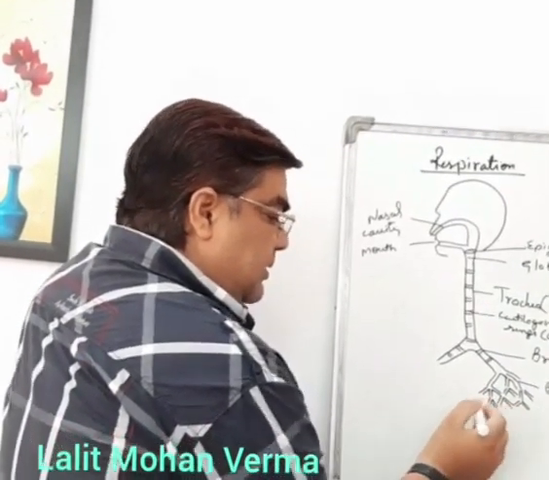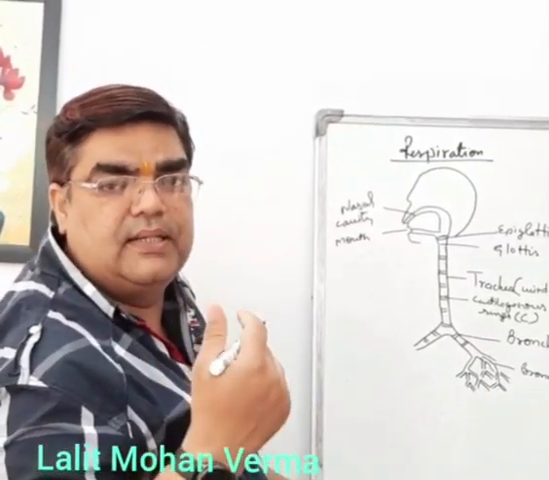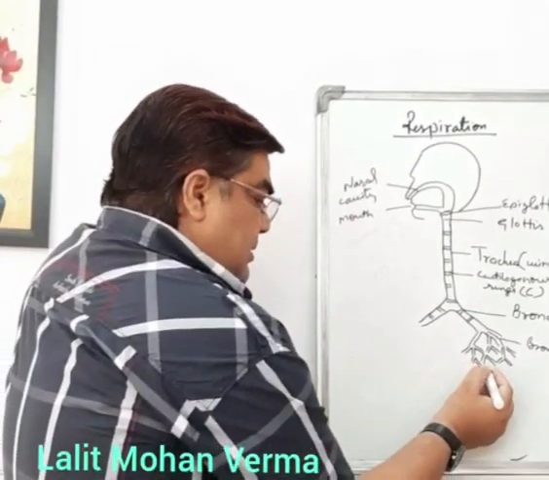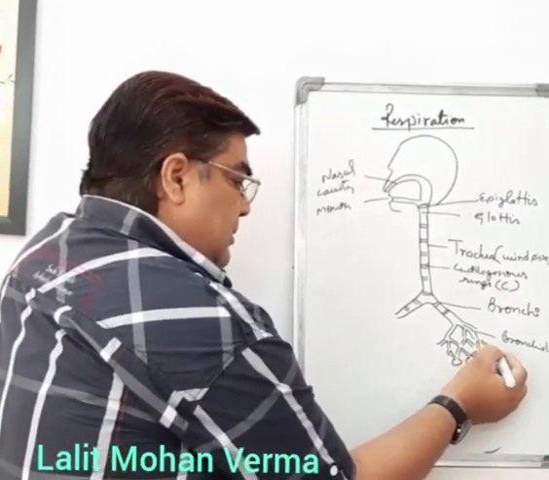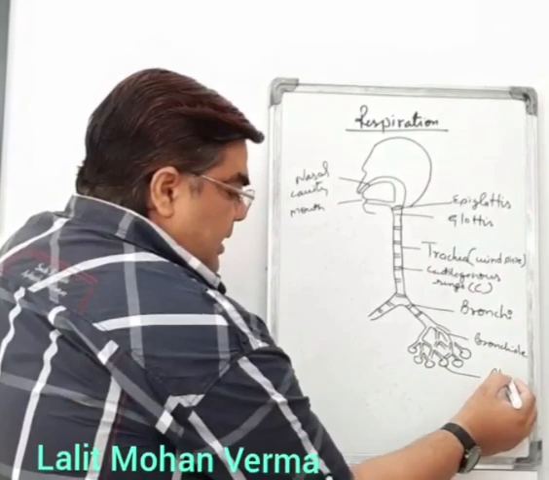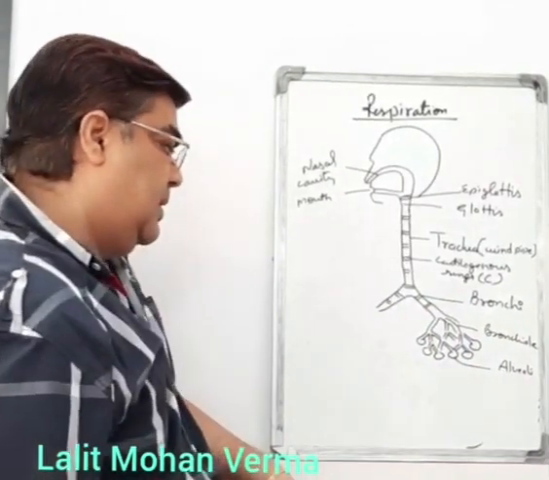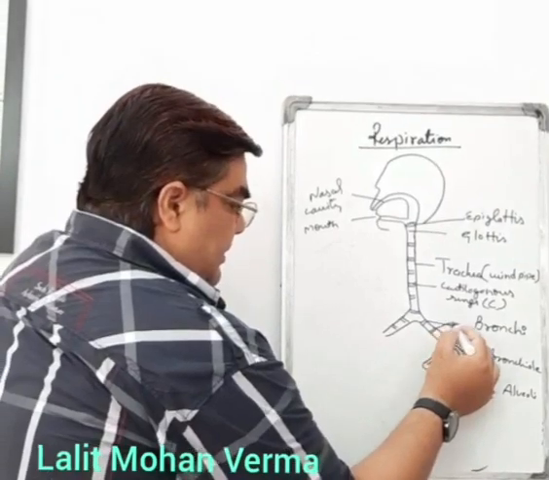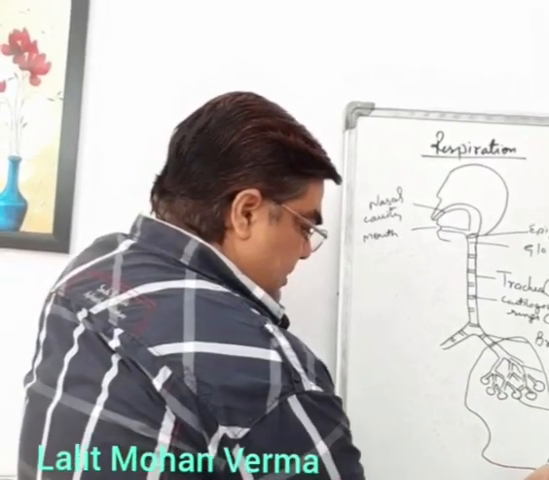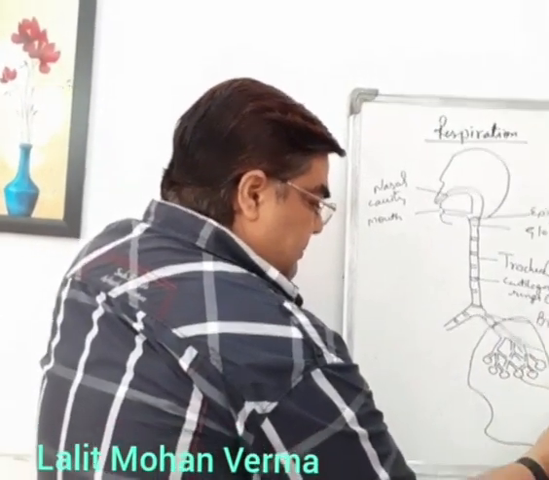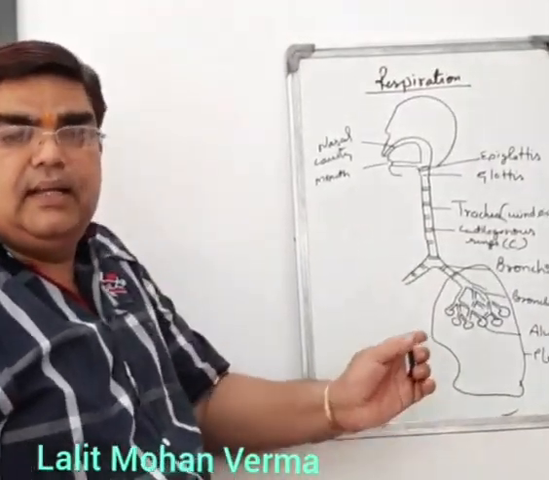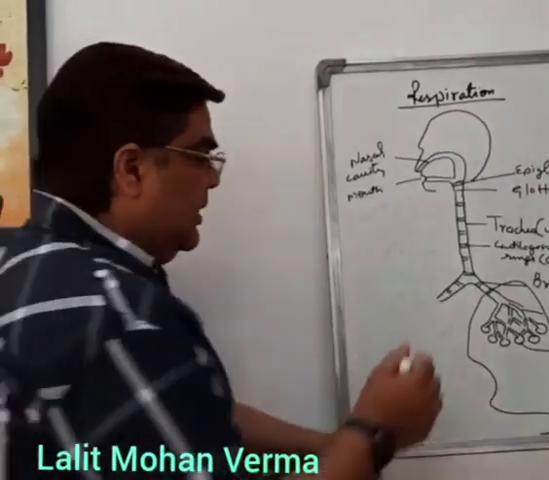And ultimately, these bronchioles terminate into alveolar sacs or alveoli. These are small ball-like rounded structures called alveoli, and these are all covered with a covering. This covering is called pleura, P-L-E-U-R-A.